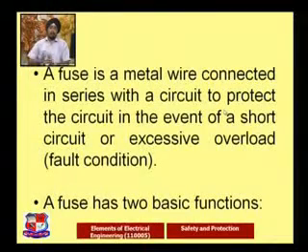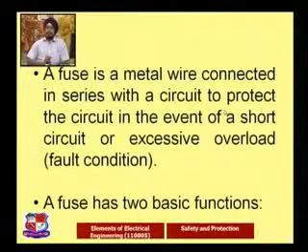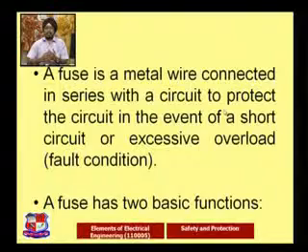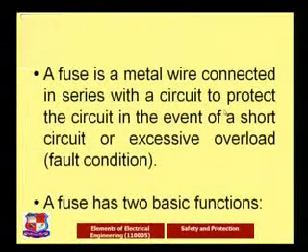What is the fuse? The fuse is the weakest part, and it is going to open the circuit. How is it built? A fuse is a metal wire which is connected in series with a circuit to protect the circuit in the event of a short circuit or excessive overload condition. That means a thin metal wire is connected in series with the circuit or equipment, and when there is a short circuit, excessive parameter, overload or fault condition overall, the fuse is going to open that circuit.